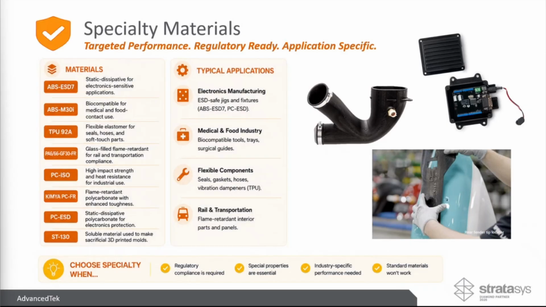Next, you get your TPU 92A, flexible elastomer for seals, hoses, touch parts. Also, like the picture in the lower right, it's a good example of Indian Motorcycle using it on their assembly line. They use it for locating jigs for stickers or decals. Obviously, TPU helps so it doesn't scratch the paint like a more rigid material would.